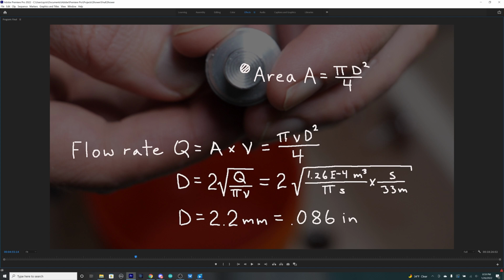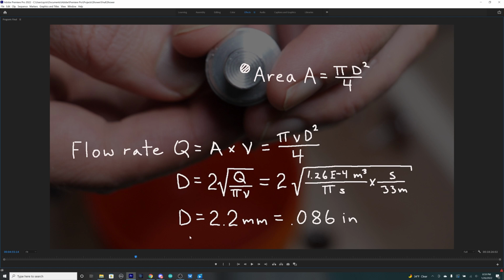We know the velocity. We don't know the diameter. So we can just rearrange this. D equals 2, the 4 comes outside of the square root sign, D squared, square root of that. And so there's our formula. Plug everything in, units cancel out, and we're left with millimeters. I don't have any millimeter drill bits. All of my drill bits are in inches, so I converted it to 0.086 inches, or 86 thousandths, as we would say here.